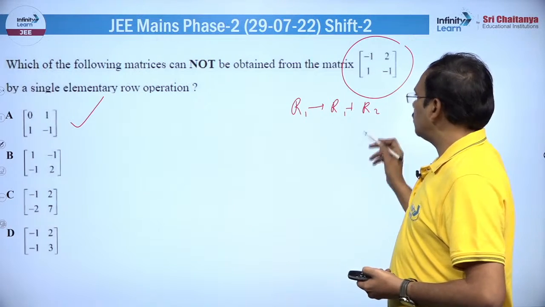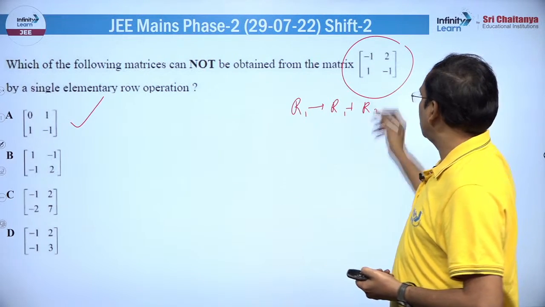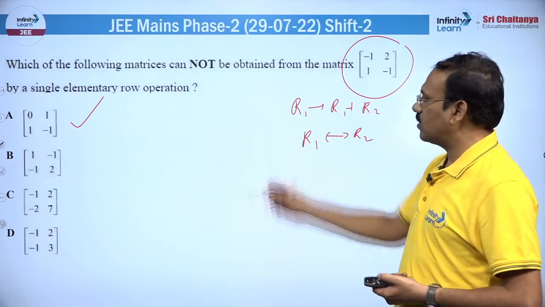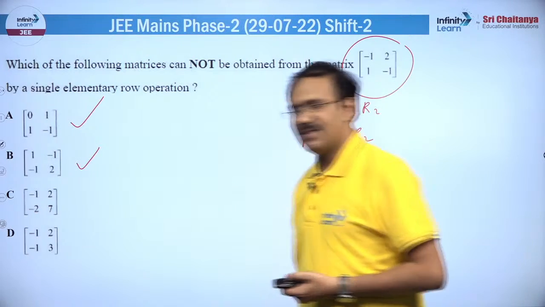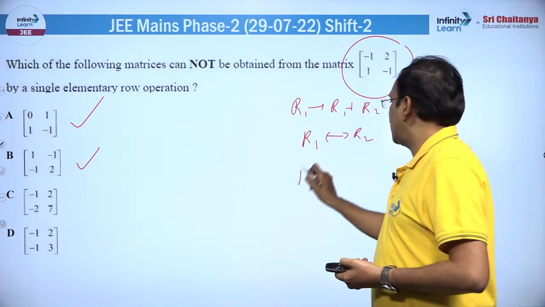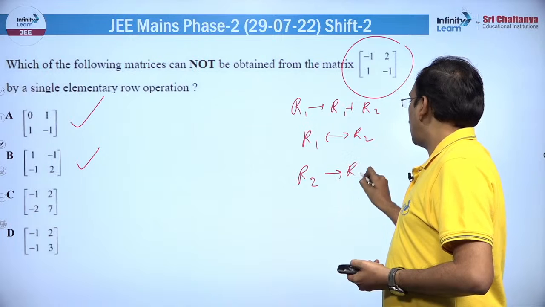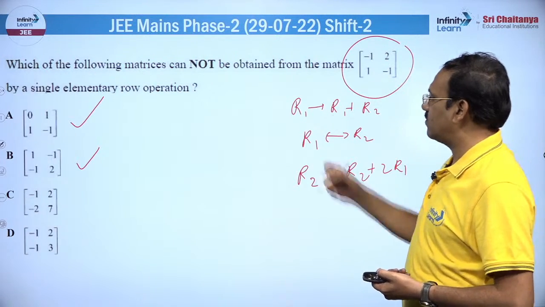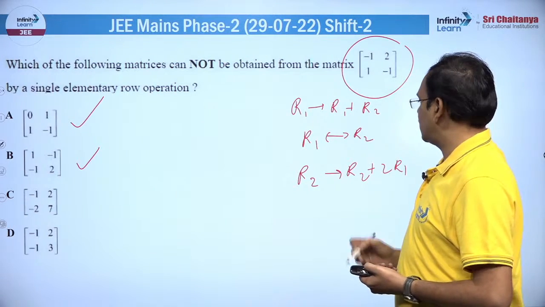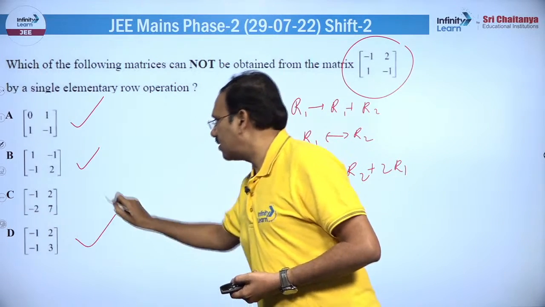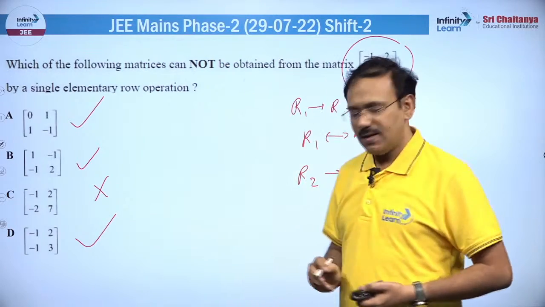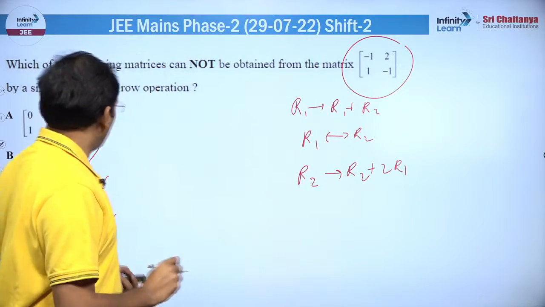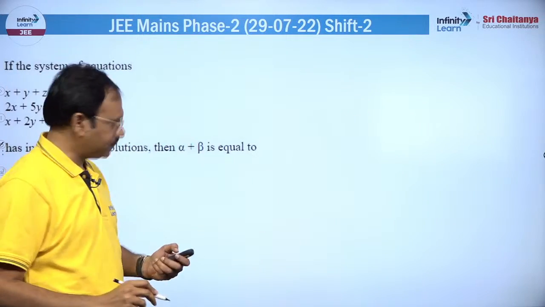Similarly, B can also be obtained, you interchange R1 and R2 so that you are going to get B. Even D can also be obtained, R2 you change as R2 + 2R1, you just do, this is −2 + 1, −1, 4 − 1 is 3, D can also be obtained, whereas C cannot be obtained by single elementary operation. So, option C is going to be the answer for this, my dear friends.